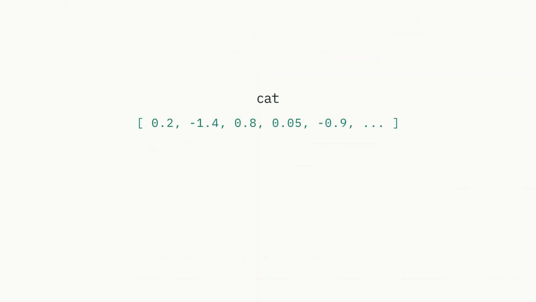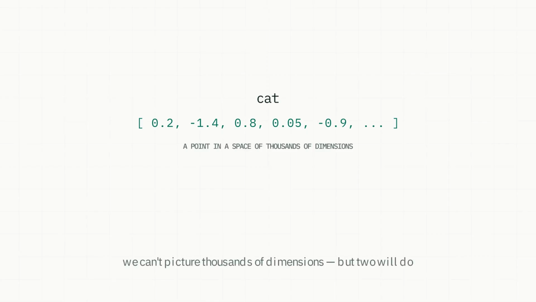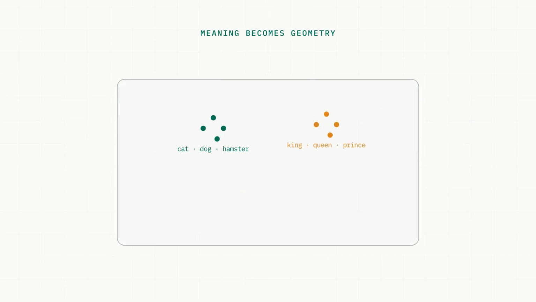So the token for cat isn't the number 9,000 anymore. It becomes a list of maybe a few thousand numbers, a point floating in a space with thousands of dimensions. Now, we can't picture thousands of dimensions, but the intuition works perfectly in the 2 dimensions we can draw. Think of a vast map where every token in the vocabulary sits at some location.